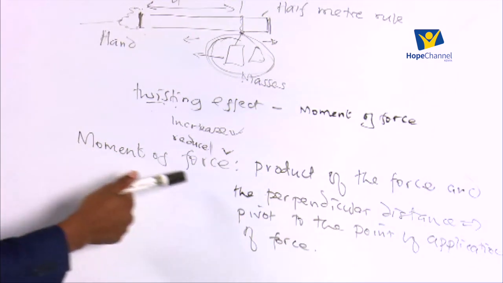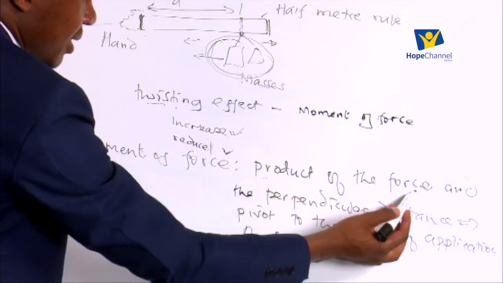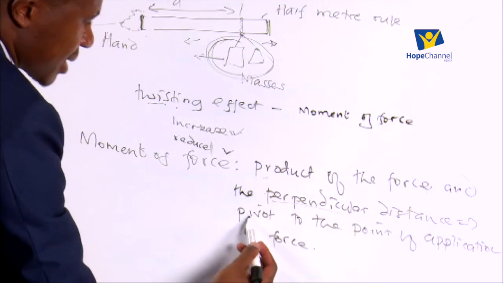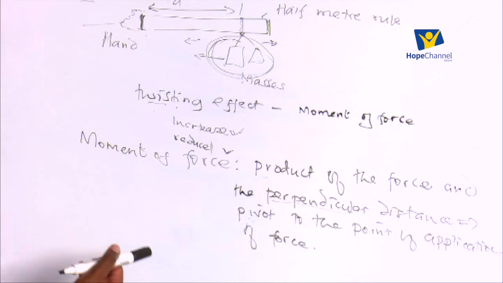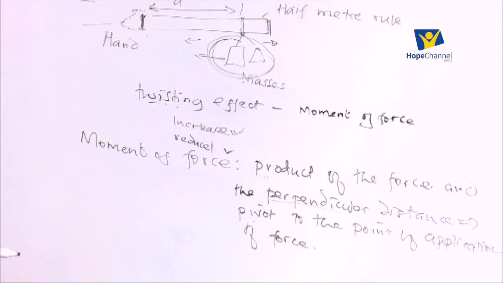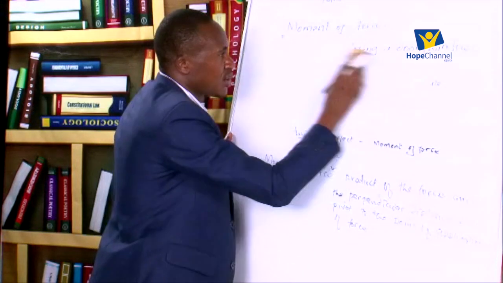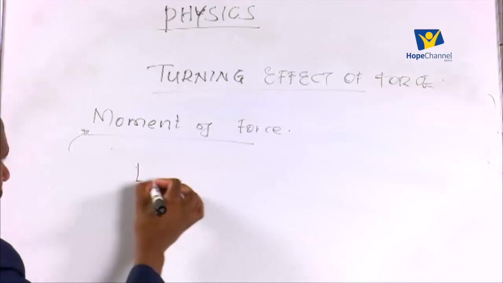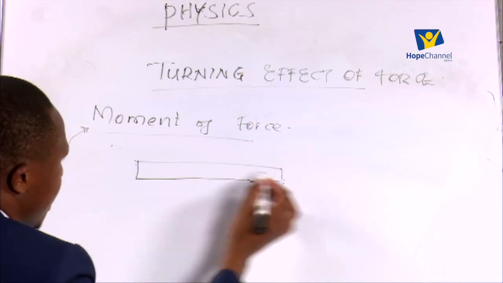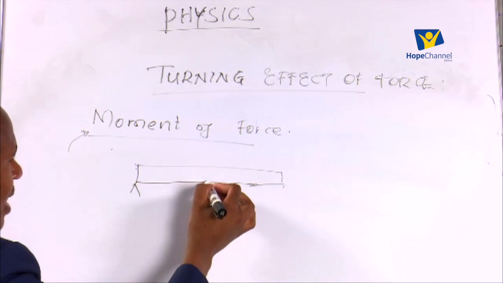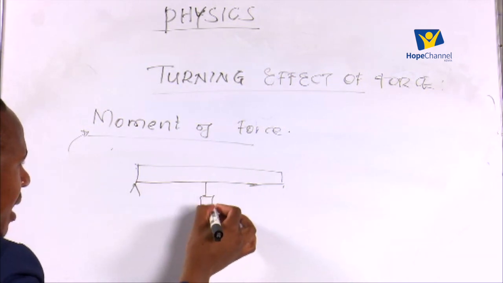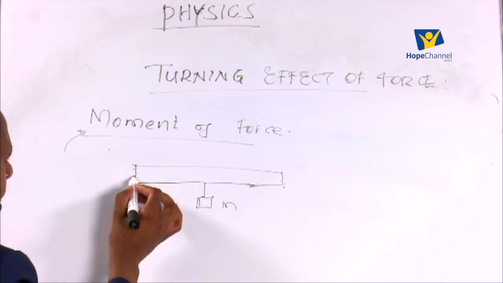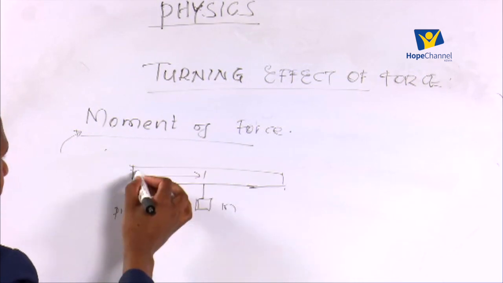The moment of force is defined as the product of the force itself and the perpendicular distance from the pivot, that is the point of support, to the point of application of the force. Let me have a simpler diagram. Suppose we have a meter rule, or a log of wood, supported at this point, and a mass hanging at a point, say that position there. We have the pivot at that point, and the distance from the pivot to where the mass is hanging is, say, d.